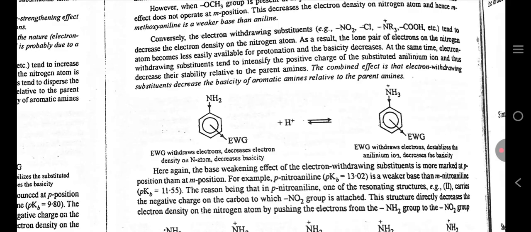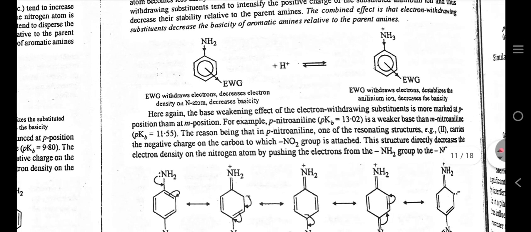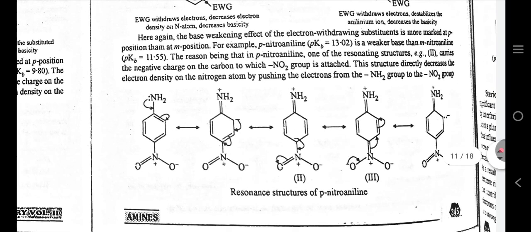Conversely, the electron withdrawing substituents tend to decrease the electron density on the nitrogen atom. As a result, the lone pair of electrons on the nitrogen atom becomes less easily available for protonation and the basicity decreases. At the same time, electron withdrawing substituents tend to intensify the positive charge of the substituted anilinium ion and thus decrease their stability relative to the parent amines. The combined effect is that electron withdrawing substituents decrease the basicity of aromatic amines relative to the parent amines. Here again, the base weakening effect of the electron withdrawing substituents is more marked at para position than meta position.